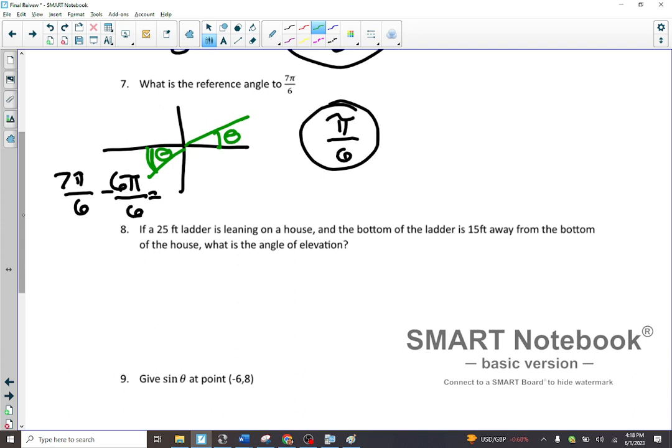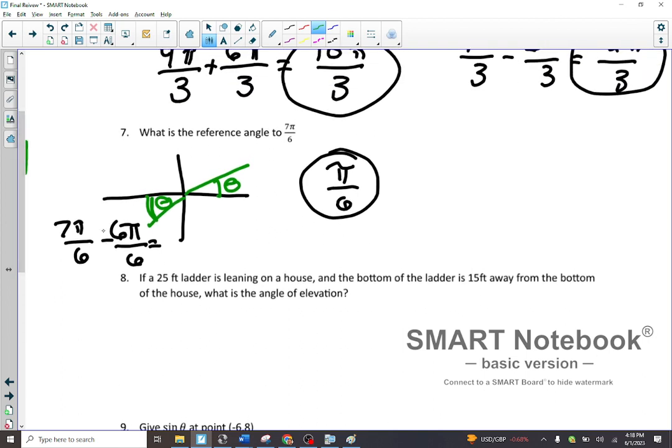Why are you adding 6 pi over 6? It's subtract. Why? Because in this one it'll be theta minus 180, because it's in the third quadrant. So if it was in the second, it would be 180 minus theta. Other way around, 180 plus theta. Oh no, 180 minus theta. You're right. Okay, fine.